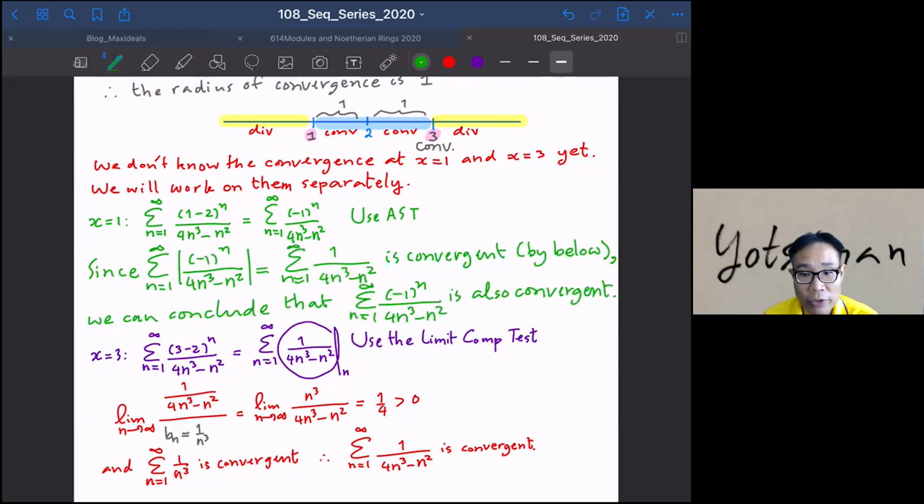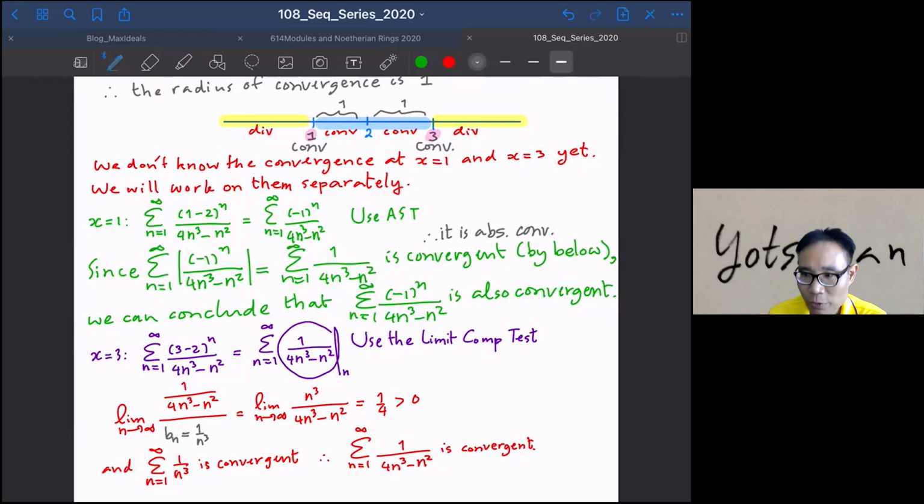Okay, so it's also convergence in this case. So the conclusion for this point is also convergence. So you have convergence for both x equal to 1 and x equal to 3 by using the limit comparison test, and you can use the theorem on absolute convergence. Okay, so you have absolute convergence. So it means that the series itself is convergent.